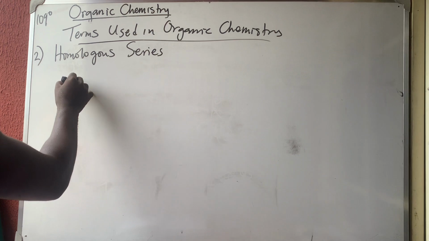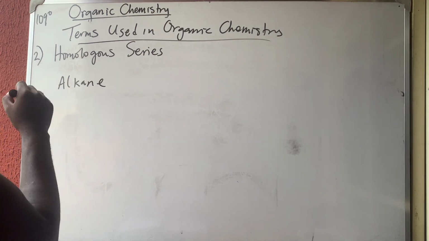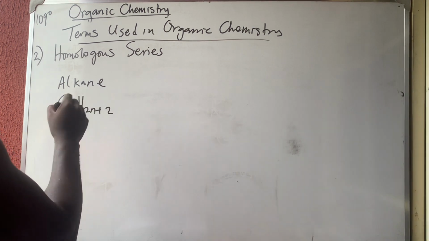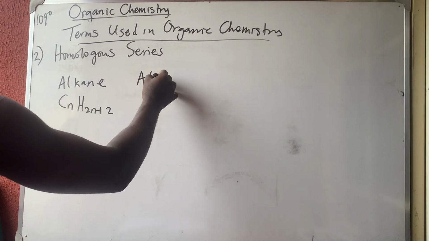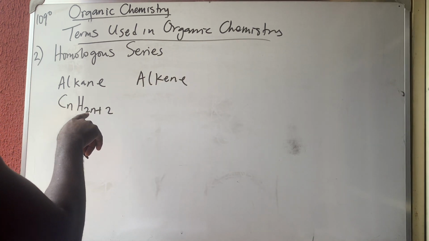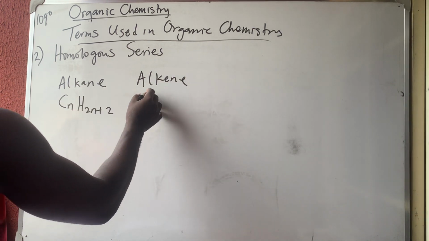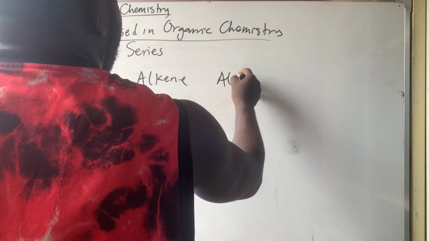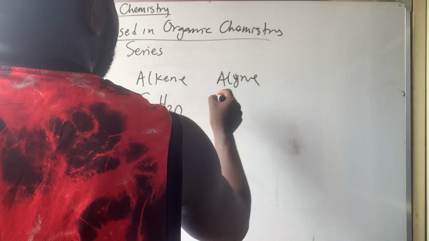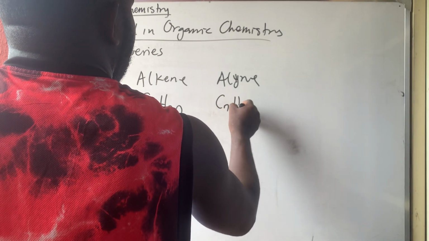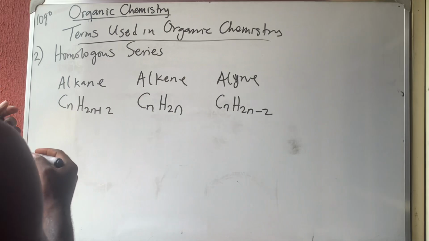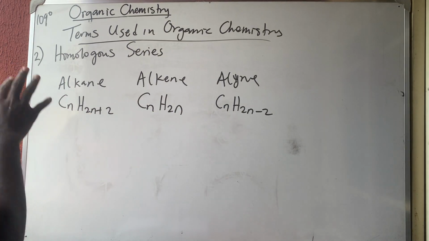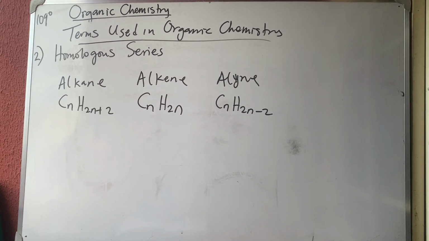Like I said before, the formula for alkane is what? CnH2n+2. But for alkene, it is simply removing two hydrogen to have what? CnH2n. Then for alkyne, remove another two hydrogen, have what? CnH2n-2. So these are the formulas they follow. They have a particular general formula they follow for every homologous series.